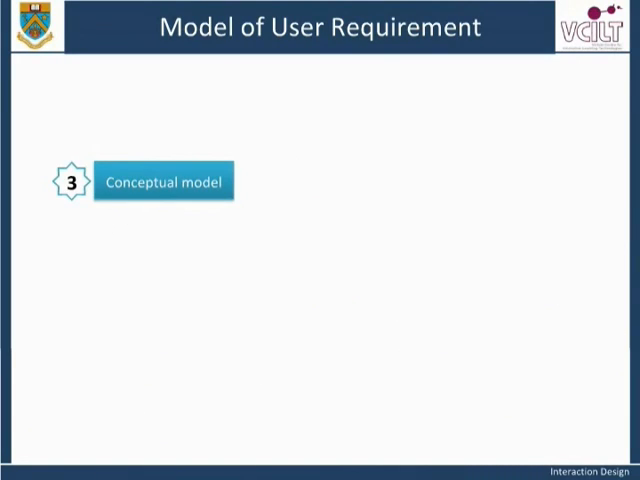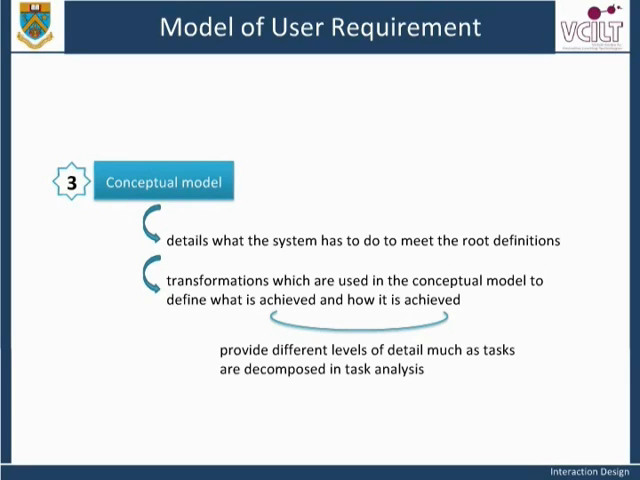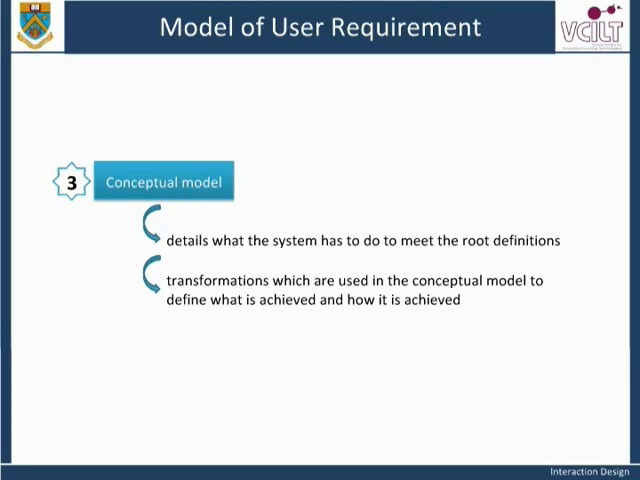Finally, a conceptual model is constructed, which details what the system has to do to meet the root definitions. The most important part of the root definitions are the transformations, which are used in the conceptual model to define what is achieved and how it is achieved. These achievements are usually modeled hierarchically to provide different levels of detail, much as tasks are decomposed in task analysis.